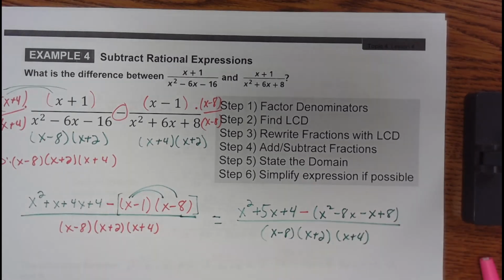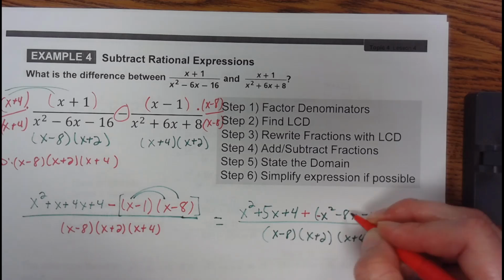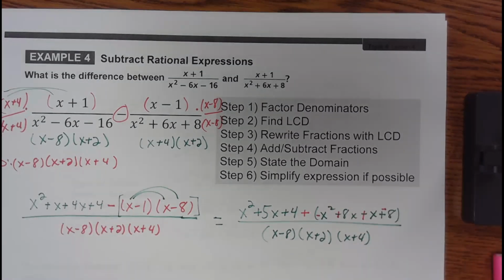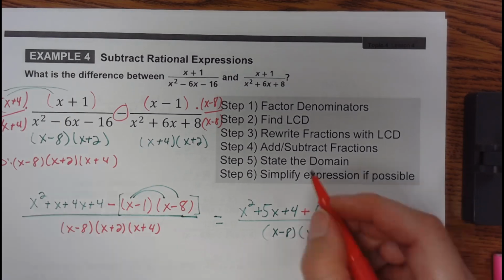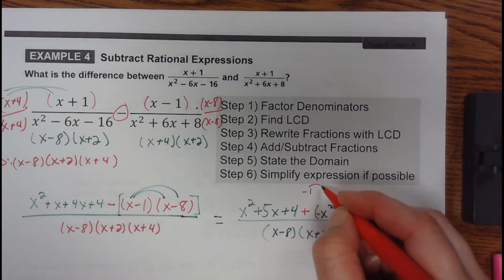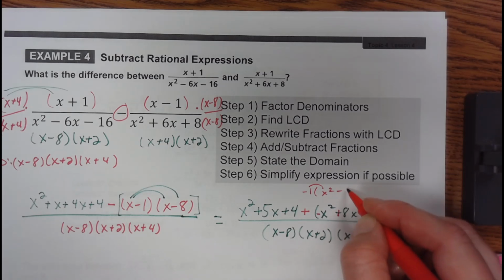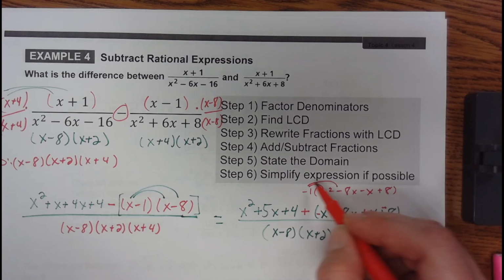Okay, now I'm going to distribute this. I'm just going to add the opposite. And now my parentheses should go away. So all I did was really distribute a negative 1 into my x squared minus my 8x minus my x plus my 8. That's all I did, was distribute this.